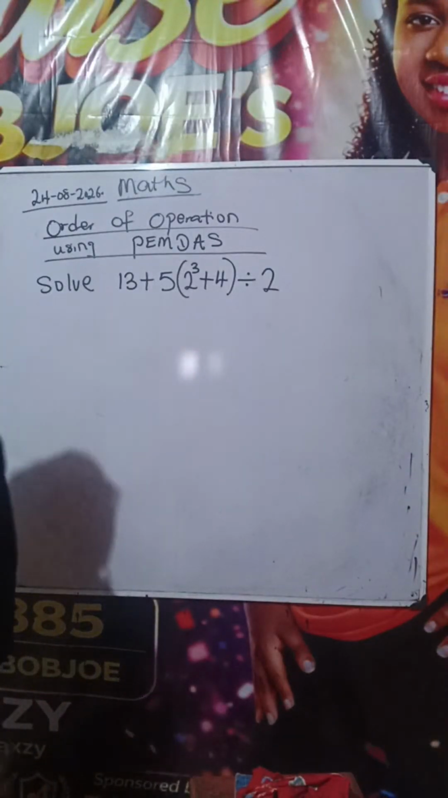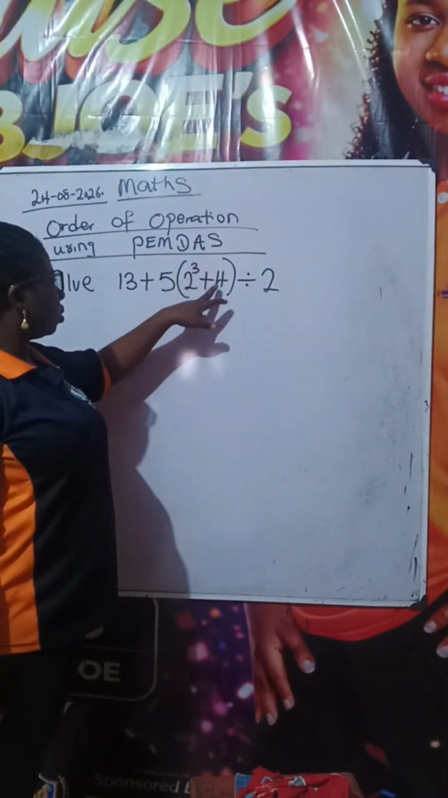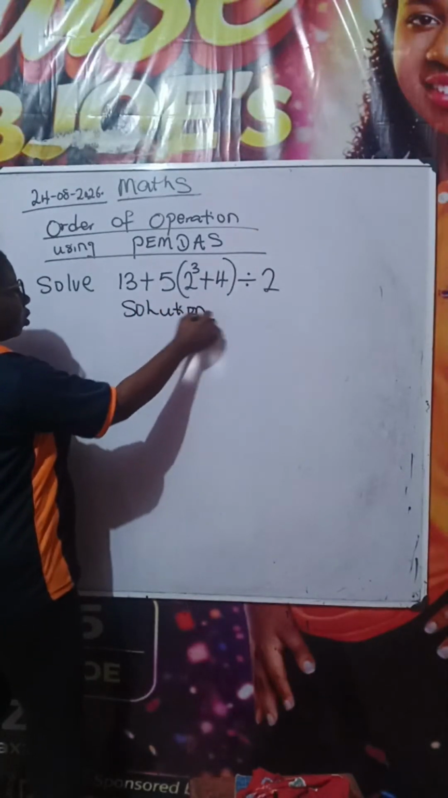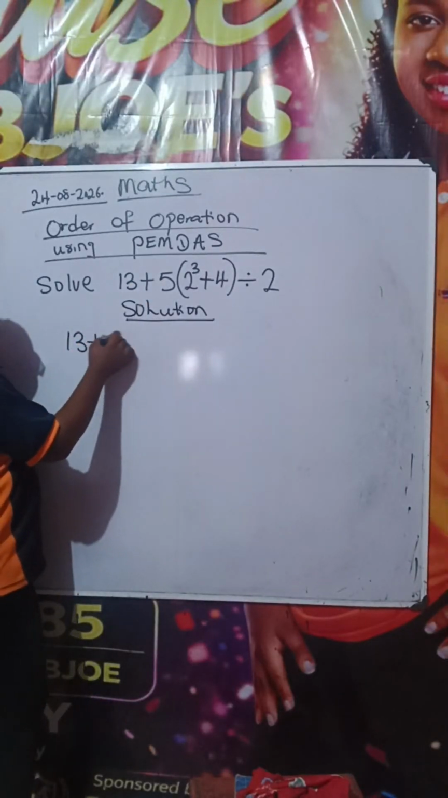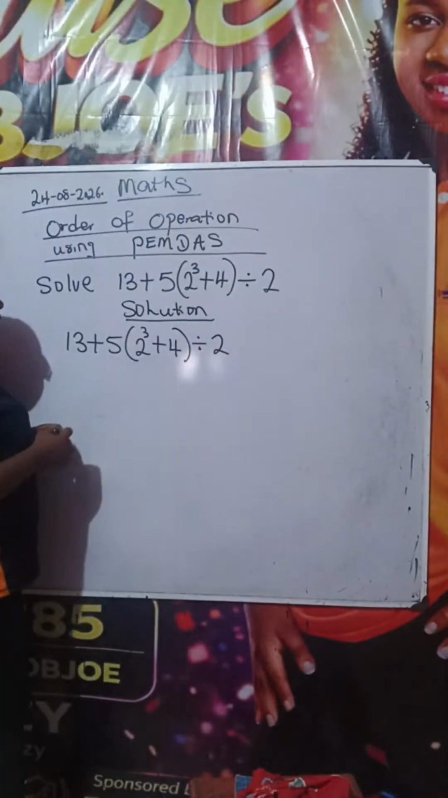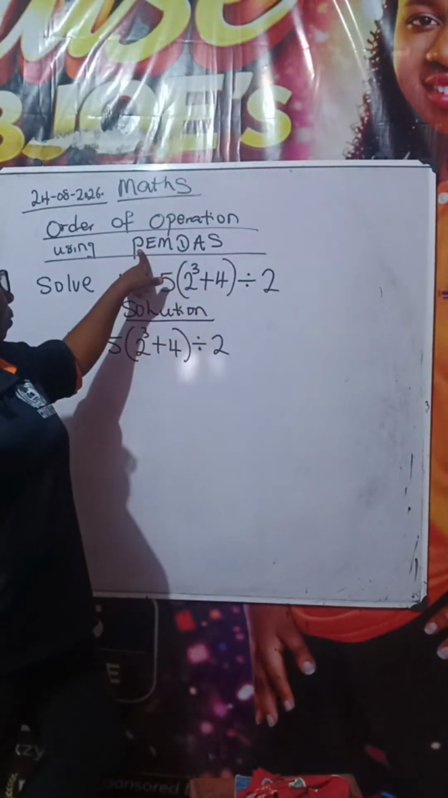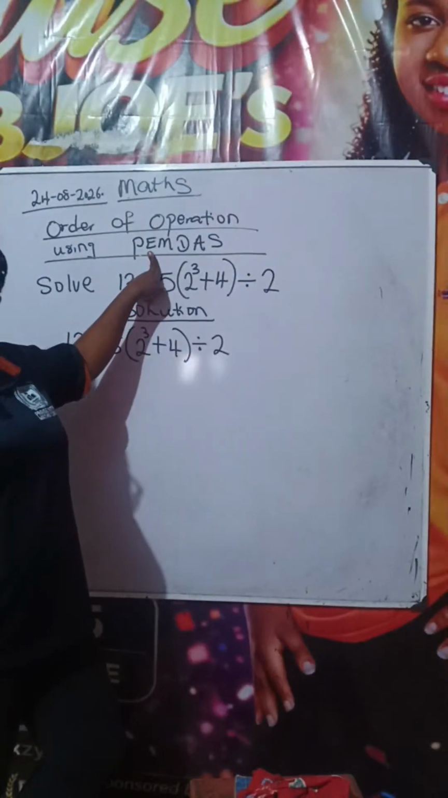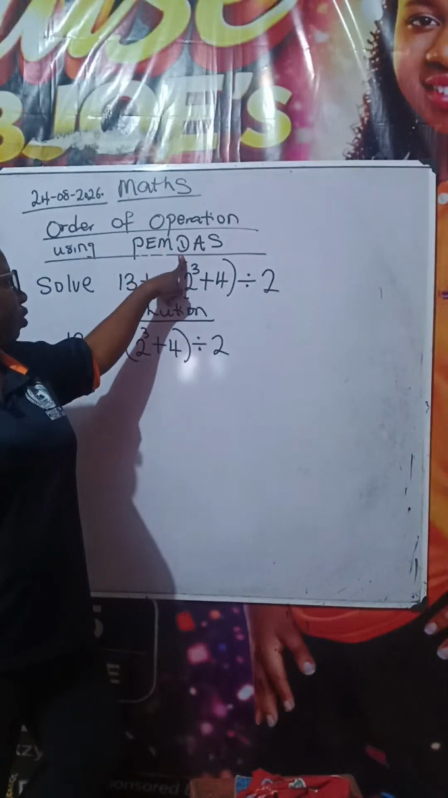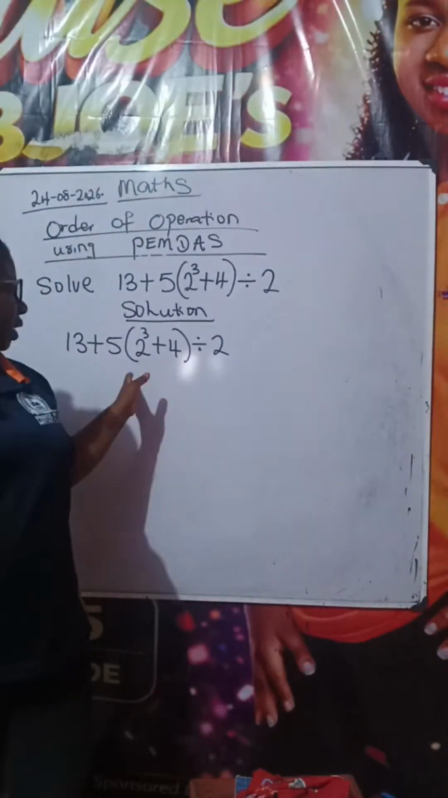Looking at this, we have 13 plus 5, then parentheses, 2 raised to the power of 3 plus 4, divided by 2. So how do we solve it? First, look at it. What's the meaning of PEMDAS? P means the parentheses. E means exponent. M means multiplication. D means division. A is addition. And S is subtraction. So apply it here.